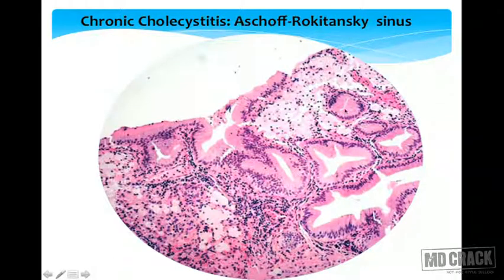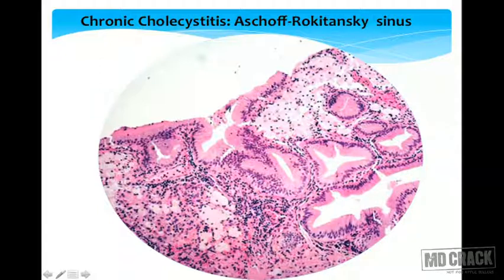But the glands will not show any features of anaplasia. This is a point you have to remember. It is a dipping of the mucosa into the muscle layer, which mimics adenocarcinoma. You feel as if it is infiltrating into the muscle layer, but no features of anaplasia will be there in these glands. So that is the importance of the Rokitansky Aschoff sinus.